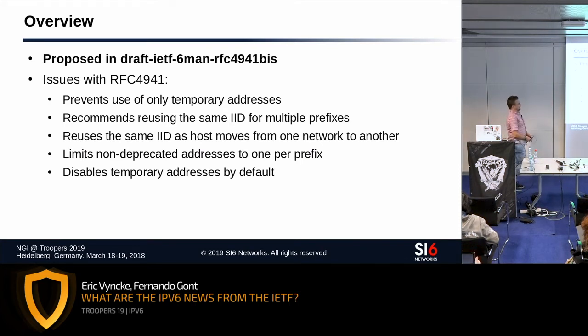Other stuff, there's also a limit on the number of non-deprecated addresses that you can have at any point in time. And what we would like is that at any point in time you can have multiple addresses that are active on your system. Obviously, from a privacy point of view, that's a good thing. And the final one is that 4941 recommends to disable temporary addresses by default, and we want to enable them by default. So the default setting should be that temporary addresses are enabled. If you don't want them, turn them off.